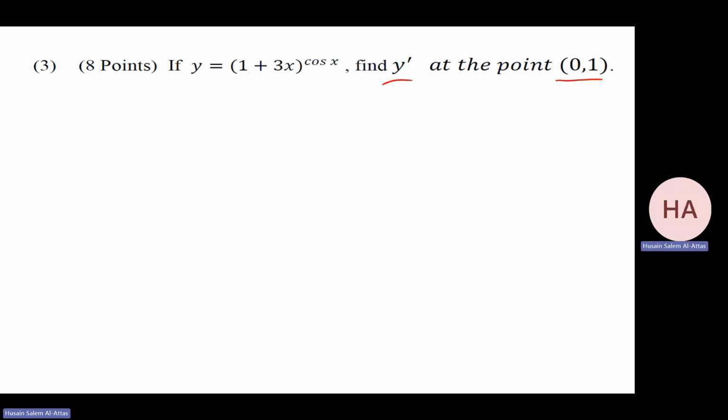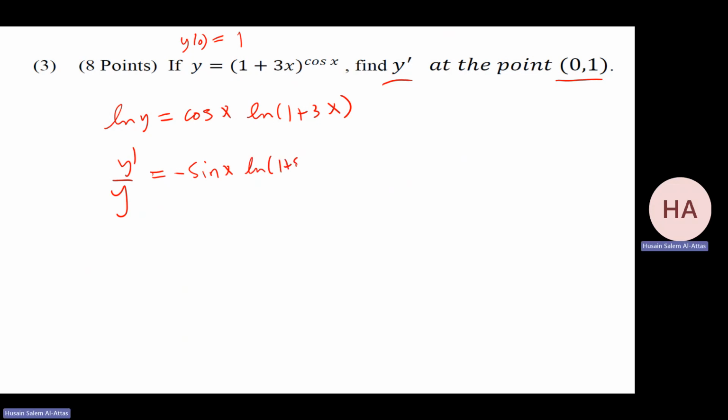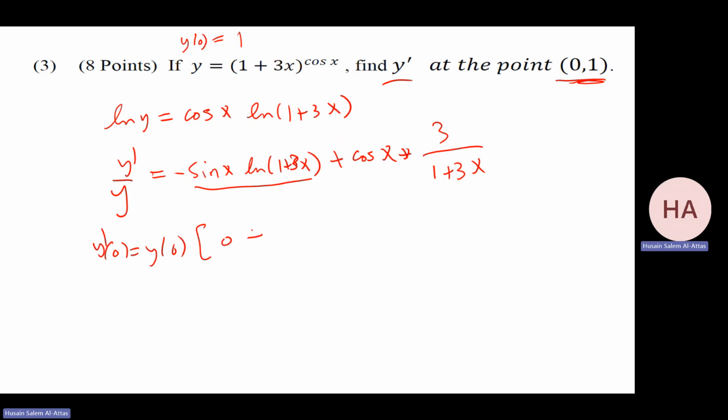Find y prime at this point. Ln y will be cosine x, ln of this. Y prime over y. What is y at 0? 1 plus 0 to the power cosine 0, which is 1, so it will be 1. It will be minus sine x, then ln 1 plus 3x, plus cosine x times 3 over 1 plus 3x. Now y prime at 0 will be y at 0, which is 1, actually given here. Don't need to find it. This is 0. This is 3. So the answer is 3.